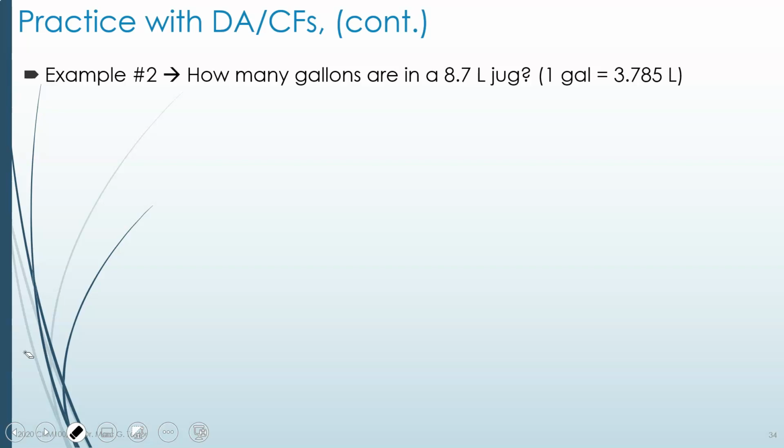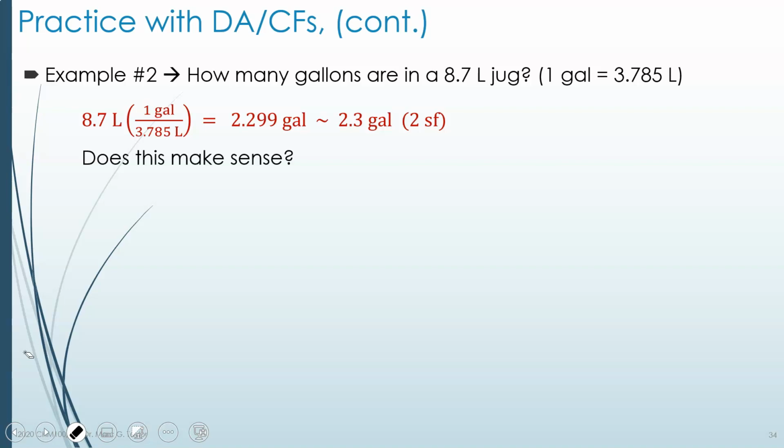And then I'm going to show you the answer here. So we start with the number we have, 8.7 liters. We multiply it by a conversion factor that we created with liters on the bottom, gallons on the top, and we get our answer from the calculator, and then we round it to the 2 sig figs that we started with. We start with 2 sig figs. Our conversion factor has 4, so 2 is the lesser of those. Our answer should have 2 sig figs. And it makes sense. Well, look at the gallon. The gallon is about 4 liters. Well, then 8 liters should be about 2 gallons, right? So, in fact, it's 2.3.